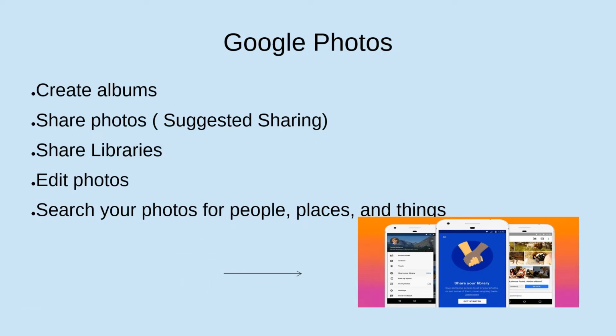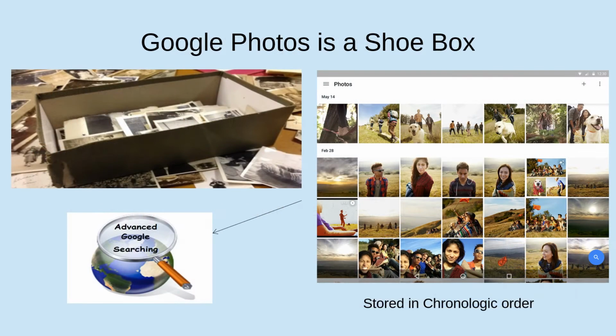In Google Photos, we can create albums, we can share photographs, we can actually share our entire library with one other person, we can edit photos, and we can search within our photos for people, places, or things. Google Photos is like a big shoebox in the sky. It's going to take all your pictures and move them up into the cloud, and it's going to sort them by date. All the pictures in your Google Photos album will be stored by date.